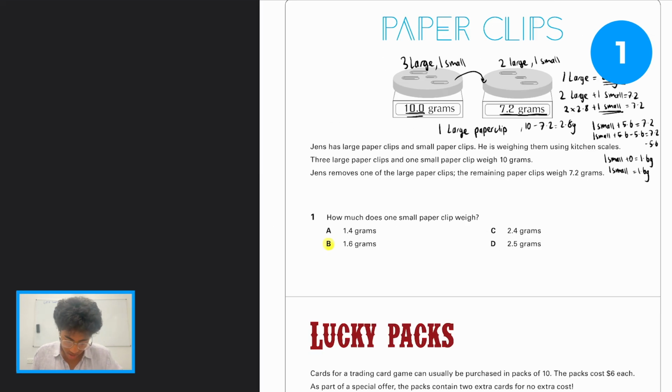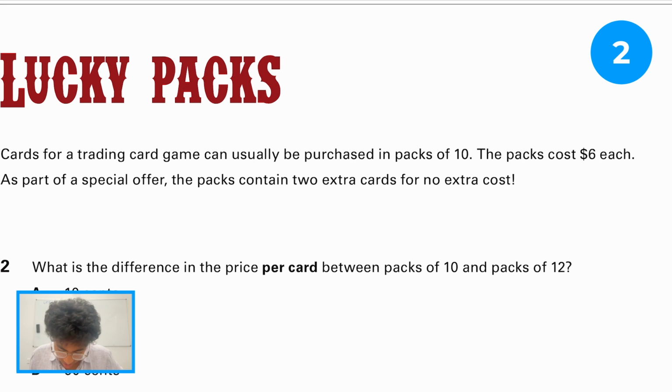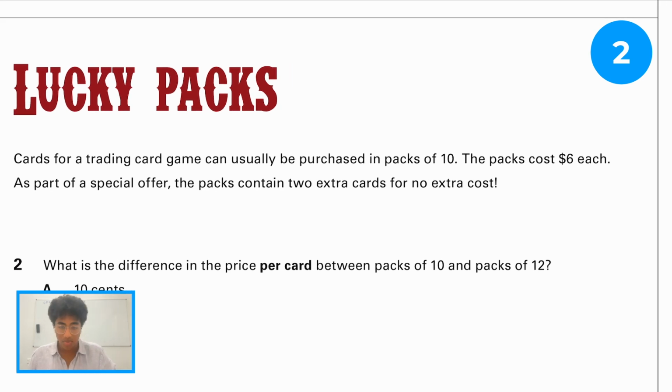Let's continue. Lucky packs. Cards for a trading card game can usually be purchased in packs of 10. These packs cost $6 each. As part of a special offer, the packs contain 2 extra cards for no extra cost. What is the difference in the price per card between the packs of 10 and the packs of 12?